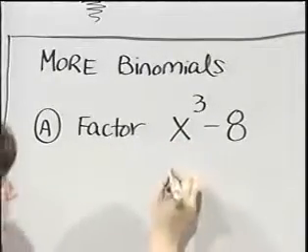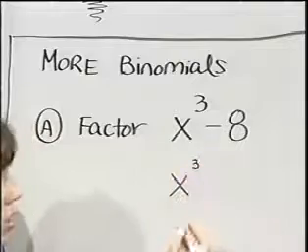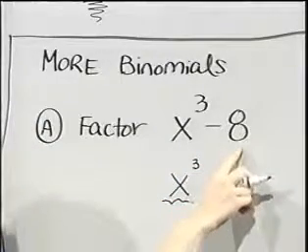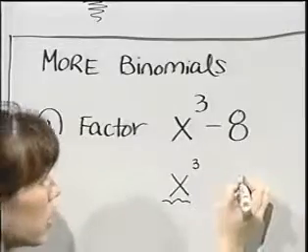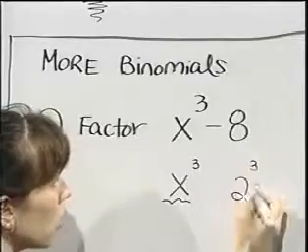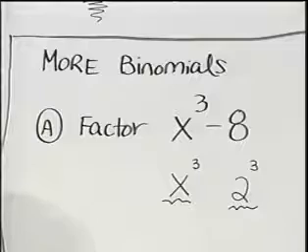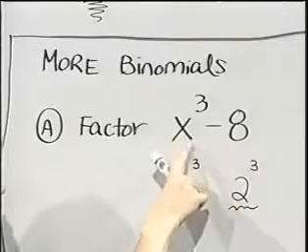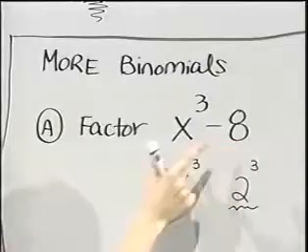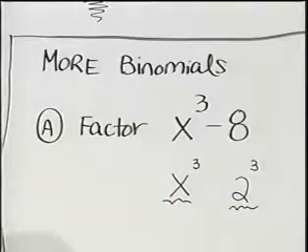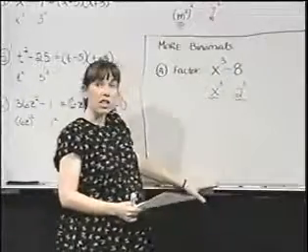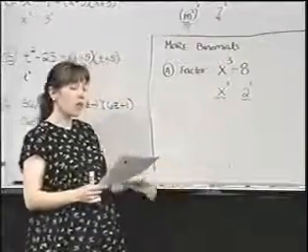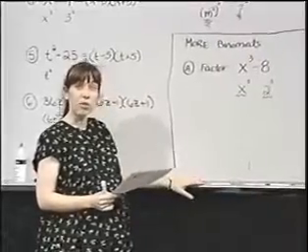X cubed minus 8. Now this is not a square, but this is a cube. In fact, this is x cubed. 8 is not a square, but 8 is a cube. It's 2 cubed. And in fact, if you get binomials where both of these are cubes, we have a formula that tells us how to factor these. So either look in your book, or I'm going to pull it up on front for you to copy down too.